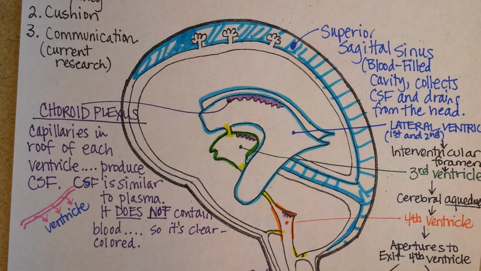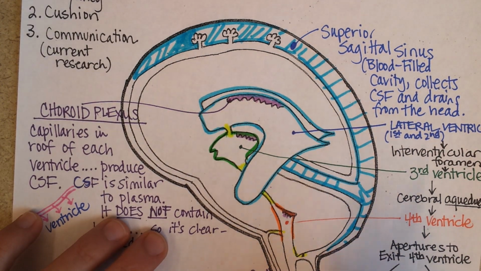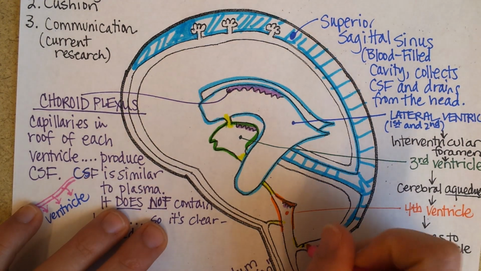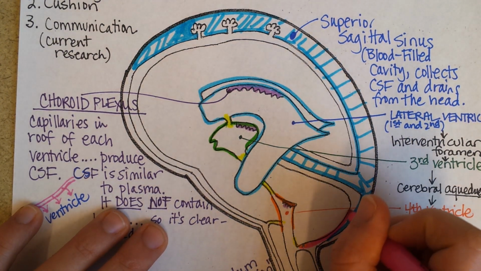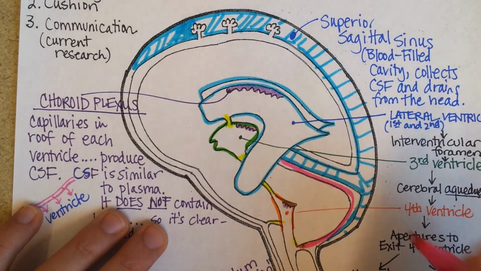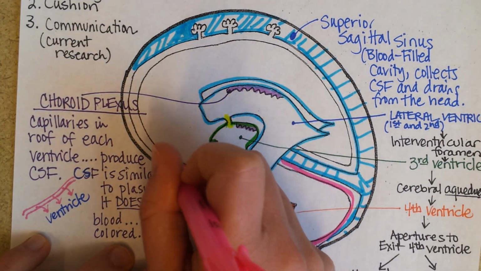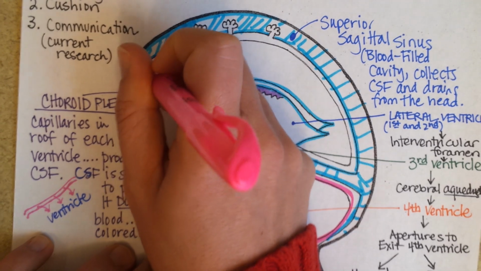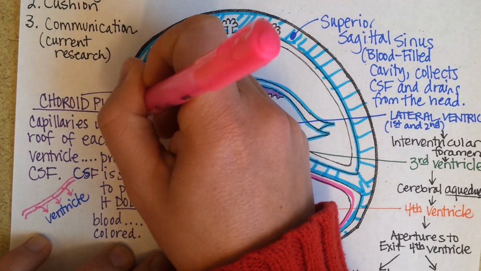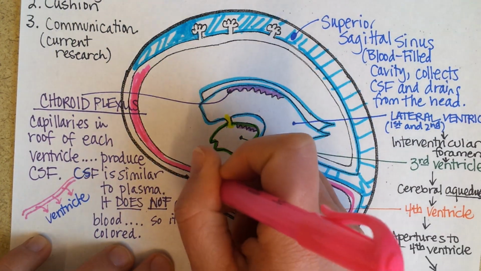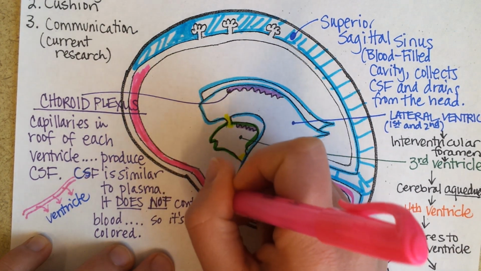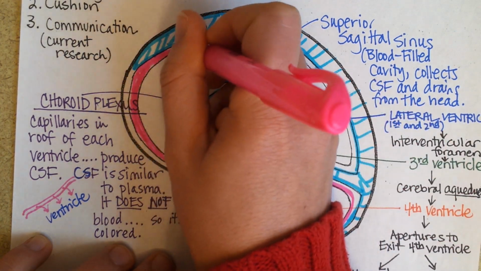Okay, so now we're going to use a pink pen to show where the cerebrospinal fluid is. So it comes out the apertures from the fourth ventricles, and it can go up and around the back of the cerebellum, and it can go up and around the brain in what's called the subarachnoid space.